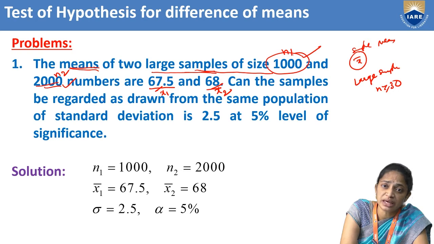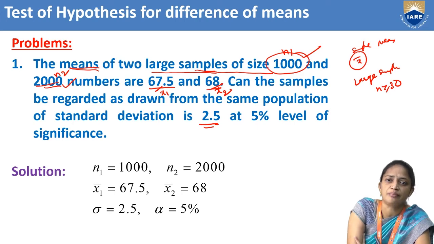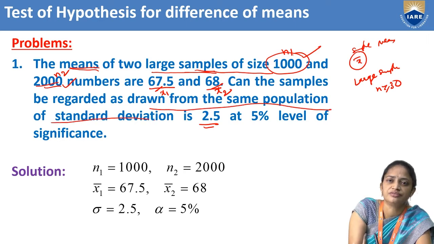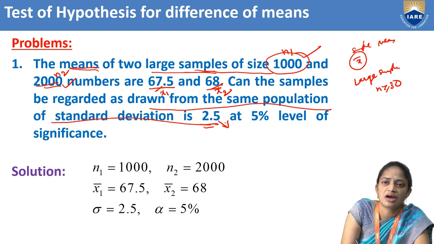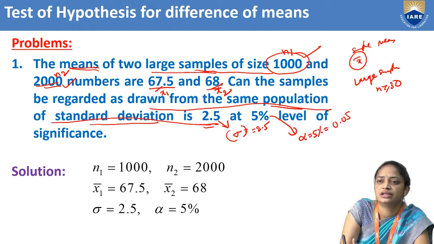Can the samples be regarded as drawn from the same population, with standard deviation 2.5? This is a continuation question, so observe the question carefully. Here they have given only one sigma, that is the population standard deviation, which is denoted with sigma. The sigma value is 2.5, at 5% level of significance. 5% level of significance means 0.05.